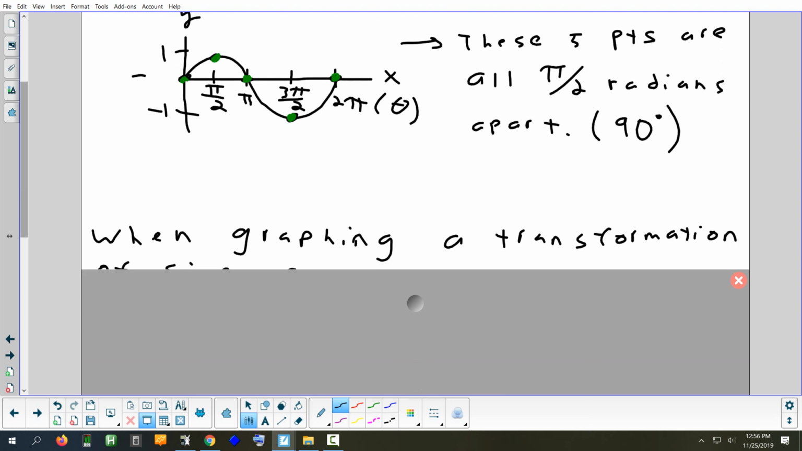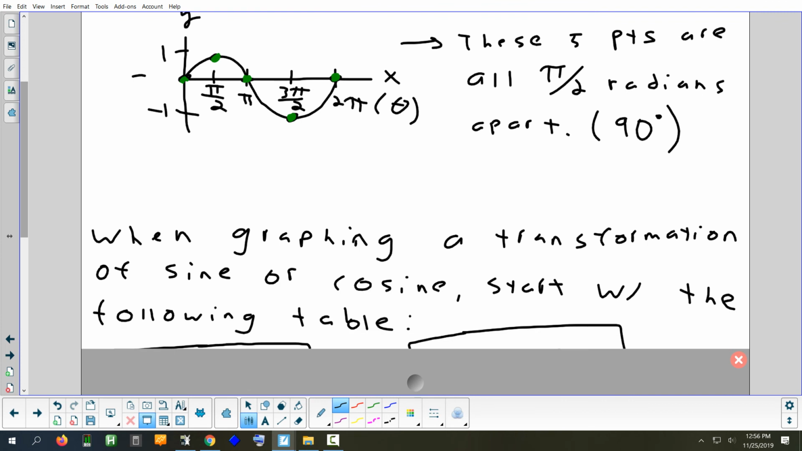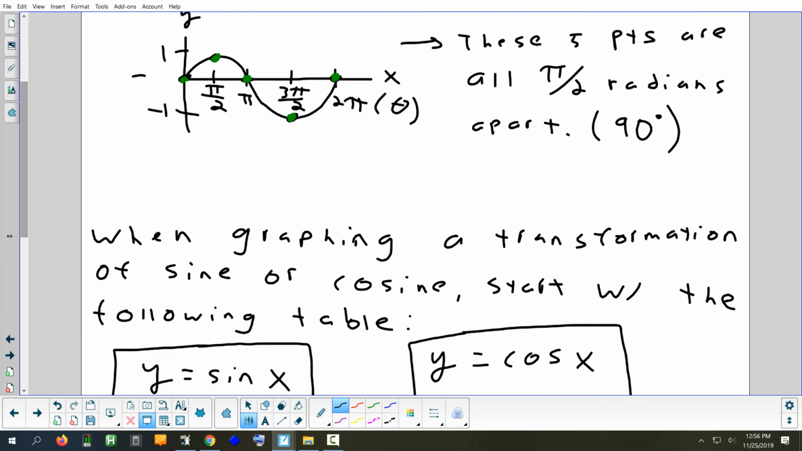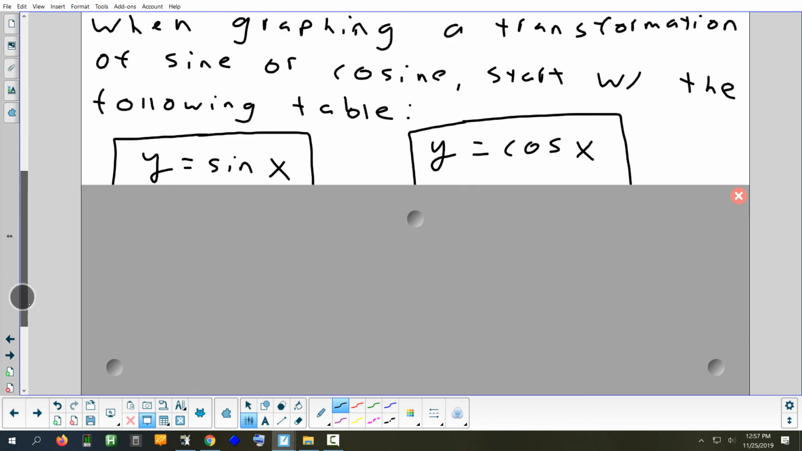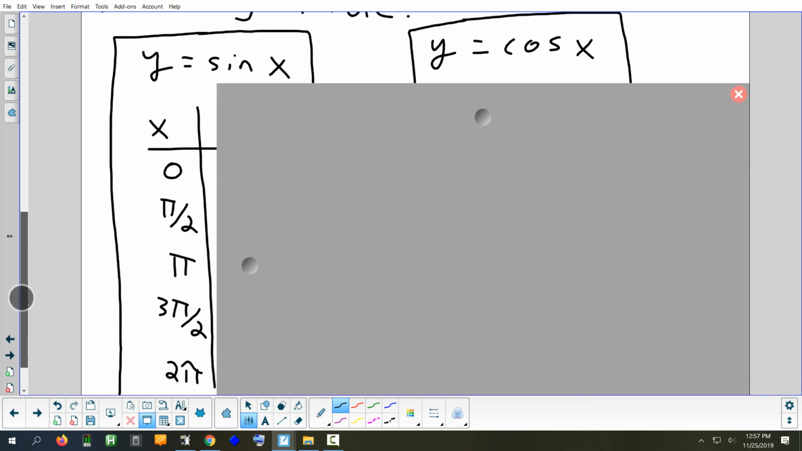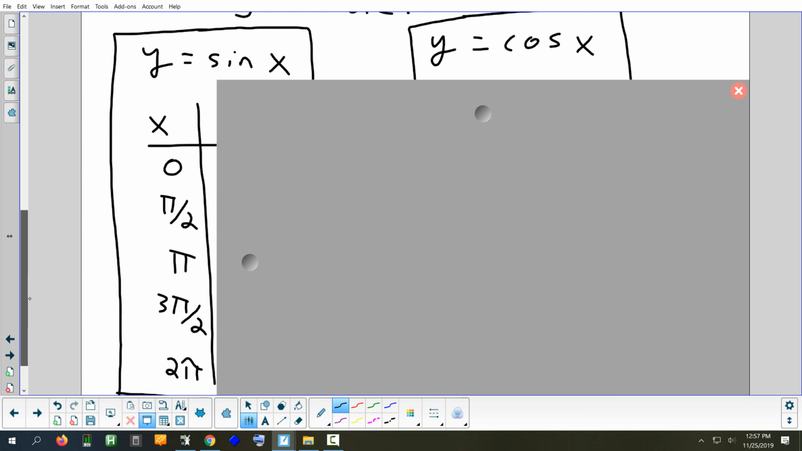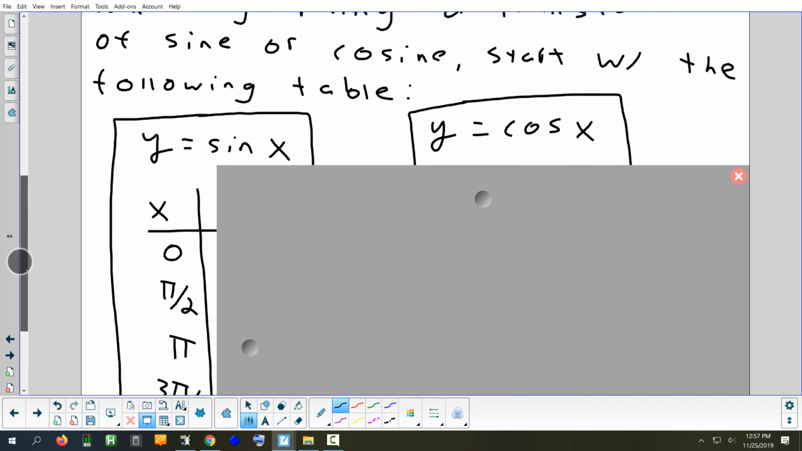So for every transformation that we do, we're going to use one of the 2 following tables. If it's a sine problem, you're going to use the table on the left. If it's a cosine problem, you're going to use the table on the right. The x values in these tables are the x values for the quarter points: 0, pi over 2, pi, 3 pi over 2, 2 pi. Any question on what I mean by the quarter points? That's 0, a quarter of the way through, halfway through, 3/4 of the way through, and the end.